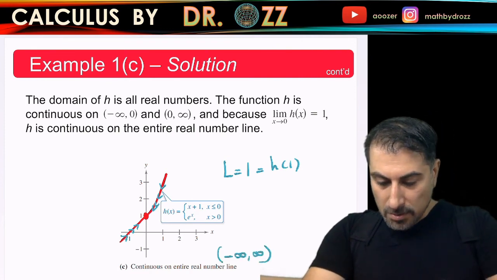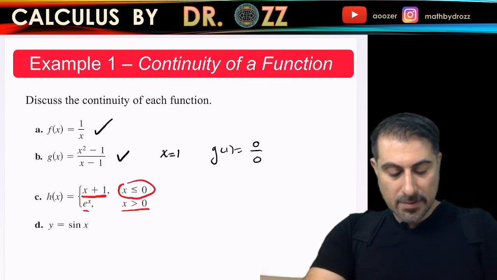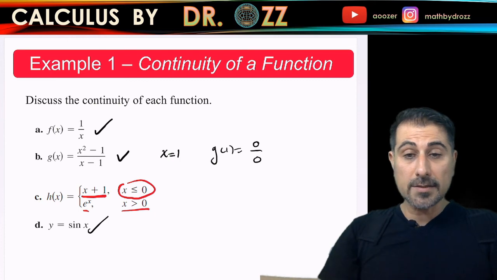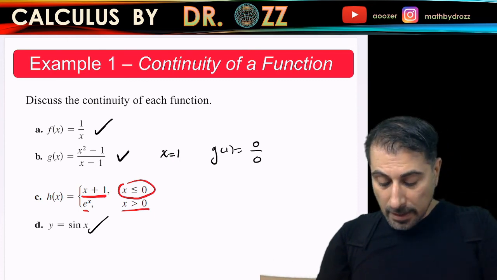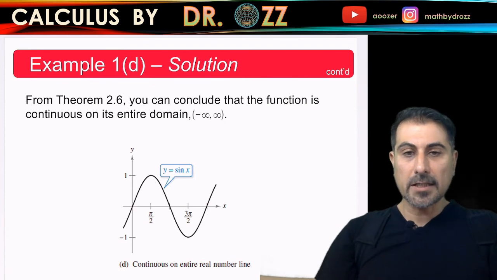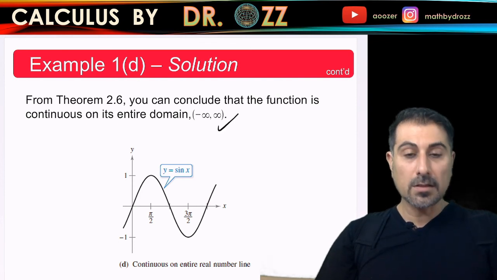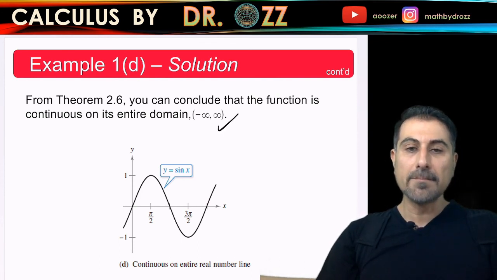All right, so let's look at the last function, and that's sine x. Sine x is a trig function, and it's defined for all x. Let's see what's going on here. If you graph this function, it's just a continuous graph. It's defined everywhere. So for that reason, this function is continuous on minus infinity to infinity.